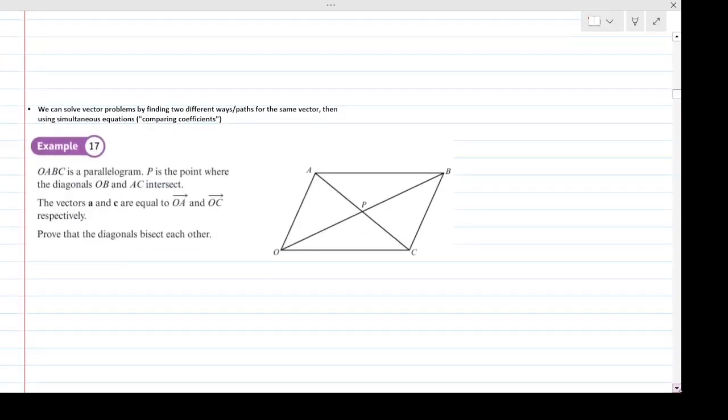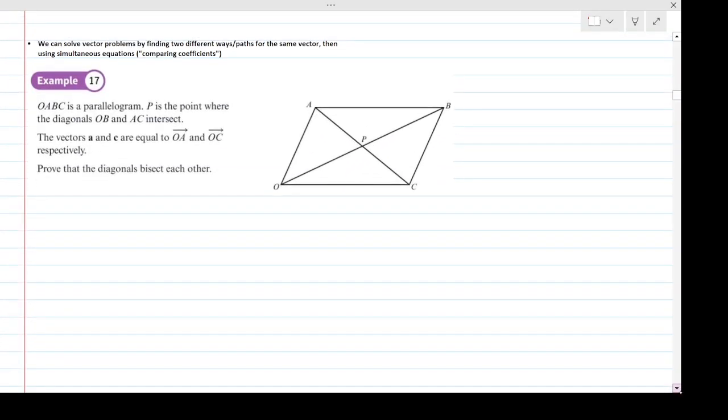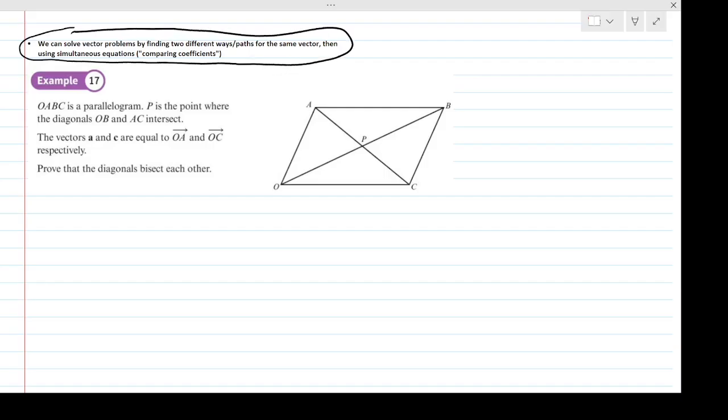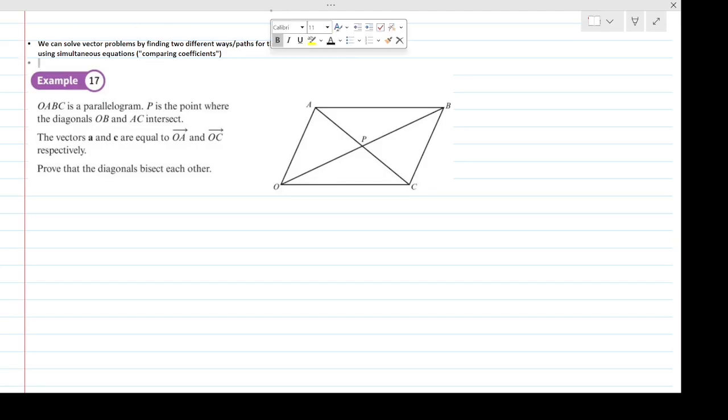Now we've got this question. I said up here that additionally we can solve vector problems like this by finding two different paths for the same vector, and then we can use simultaneous equations. More on that as we work through the example. But the main idea is we might need to find two different ways of getting to the same vector, or two different paths that start and end at the same point. We'll see what that means in a sec. But let's have a look at the question.